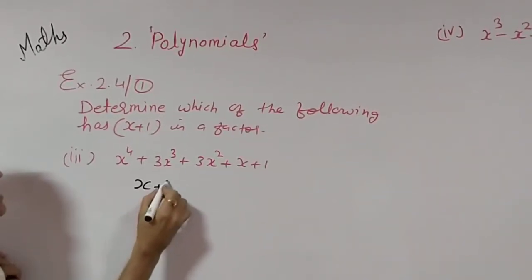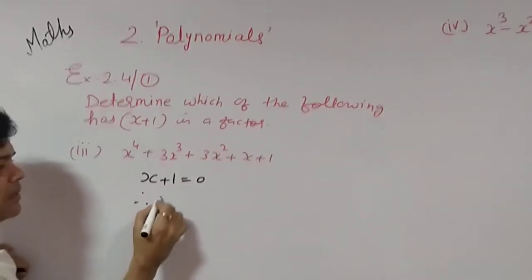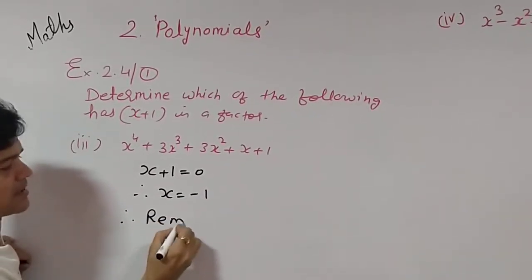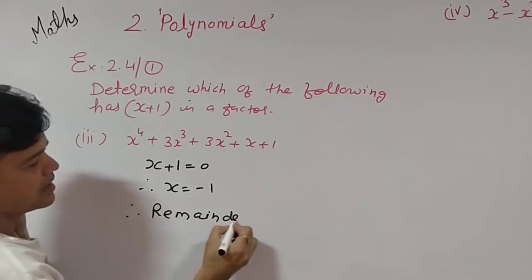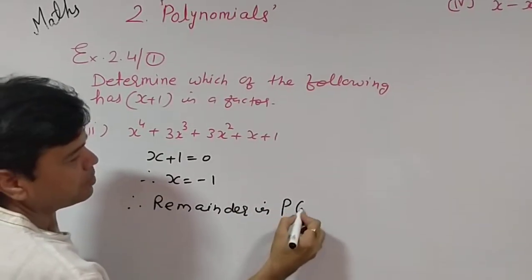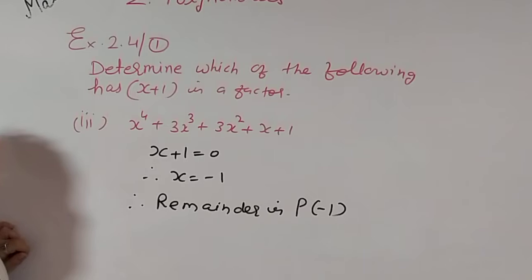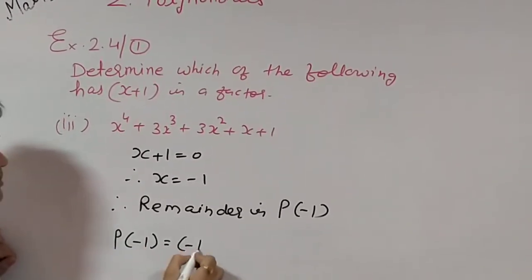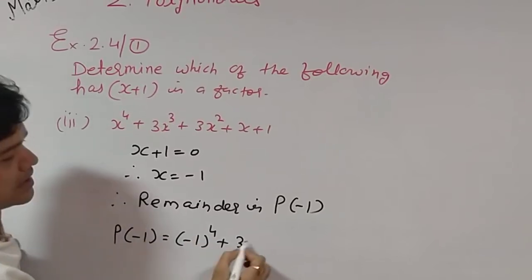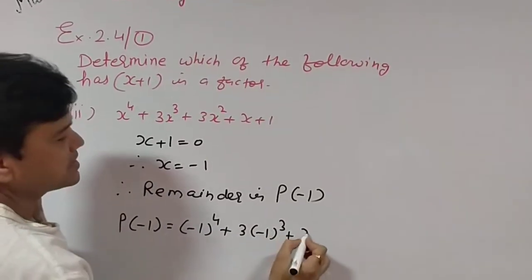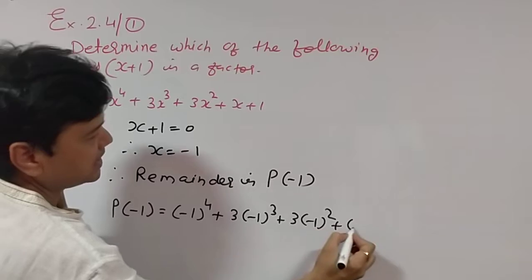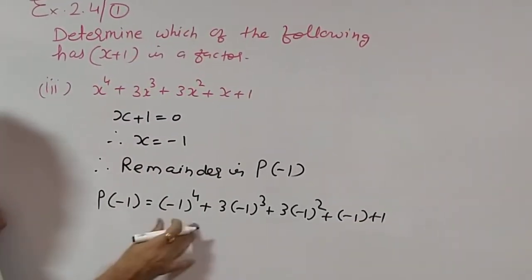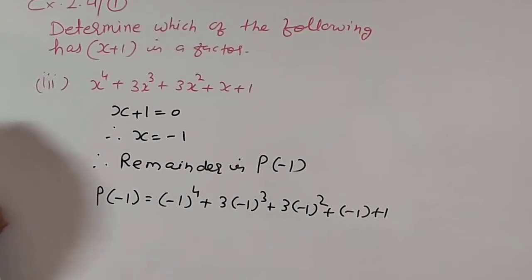Take x plus 1 equal to 0, therefore x is equal to minus 1, therefore the remainder is p of minus 1. Means you have to find p of minus 1. P of minus 1 is equal to what? Minus 1 raised to 4, 3 into minus 1 cube plus 3 into minus 1 square plus minus 1 plus 1. So find the answer of this. If the answer is 0, then it is a factor, otherwise not.